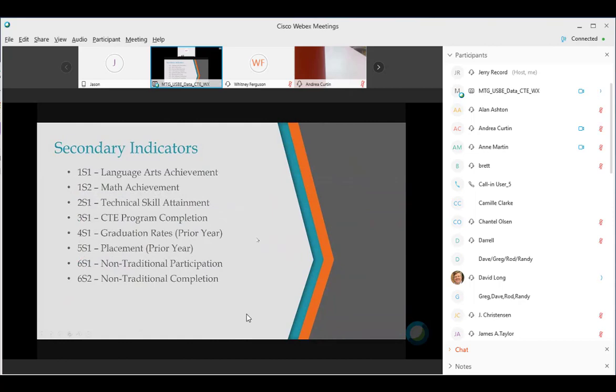There have been some changes to the definitions in Perkins 5, and we'll be going over that a little bit later. These are the secondary indicators. 1S1 is language arts achievement, 1S2 math achievement, 2S1 technical skill attainment, 3S1 CTE program completion, 4S1 graduation rates, that's from prior year data. 5S1 is placement, that's also from prior year data. 6S1 is non-traditional participation, and 6S2 is non-traditional completion.